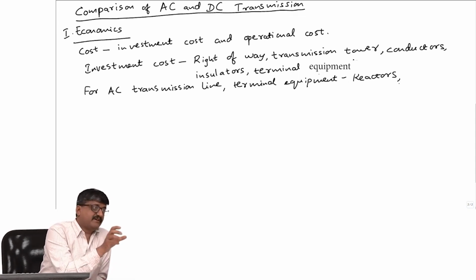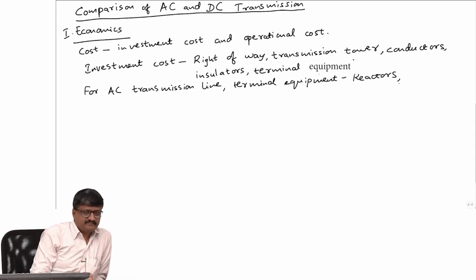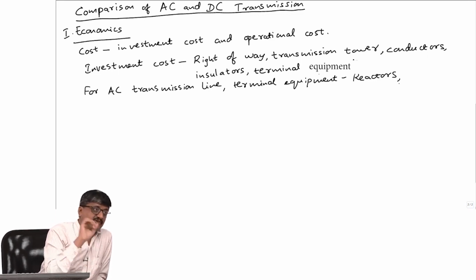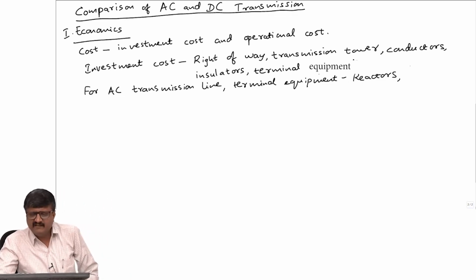Now, this problem becomes actually very significant when I have long lines. The longer the line, the more the capacitance, the more the Ferranti effect. Okay. Any other possible terminal equipment?